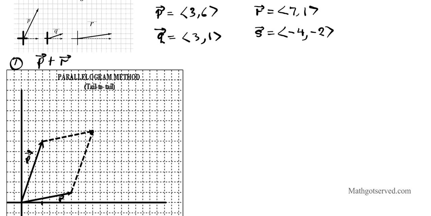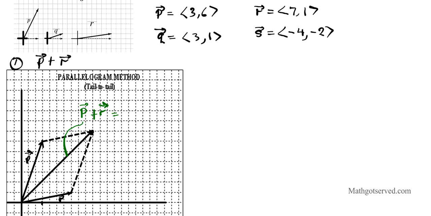Now, where is the sum? The sum P plus R is what you get when you start from where the two tails of the vectors are, and then you connect it to where the two tips of the translated vectors meet. All right, and guess what? This vector we just created here, this vector is vector P plus R. Okay, now what is the value of vector P plus R?